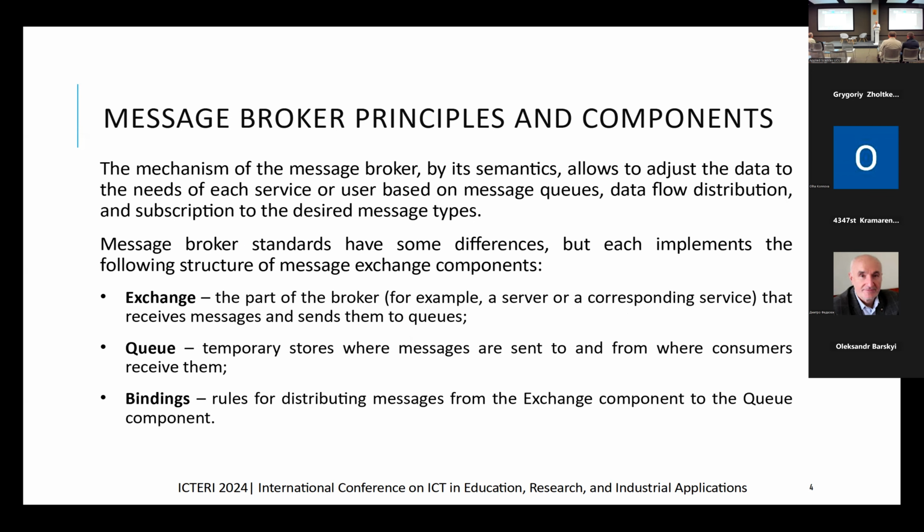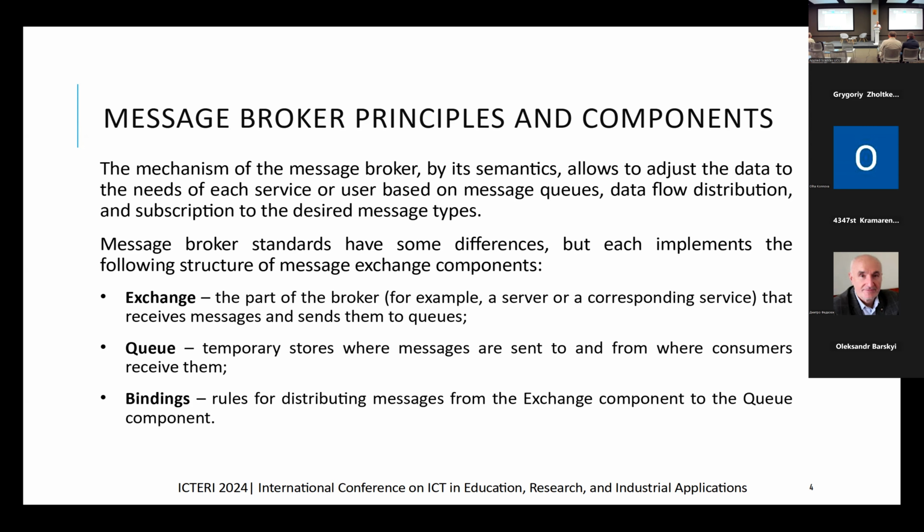So at the beginning, we need to say more about message broker technology, specifically the protocol, Advanced Message Queuing Protocol, AMQP. This protocol and mechanism allow us not only to communicate between services loosely, but also to have a better connection between the processes and better dynamic correlation between messages. By semantics, a message broker allows us to adjust the data to the needs of each service or user based on message queues, data flow distribution, and subscription.